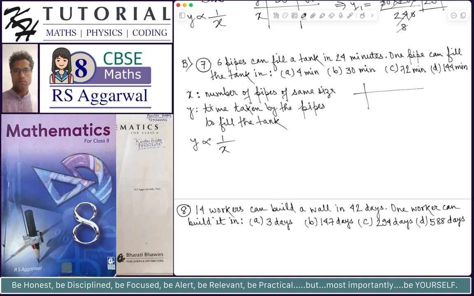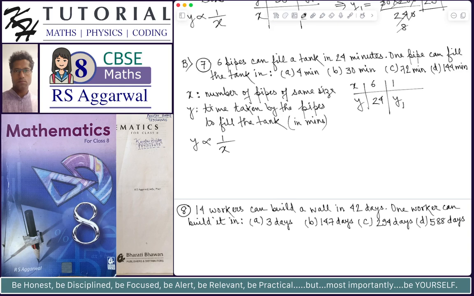Okay, so now if we create the table X, Y, now the time taken by the pipes to fill the tank, let the unit of the time taken be in minutes. Now let's create the table. It is given 6 pipes can fill a tank in 24 minutes. So 6 is the value of X and 24 is the value for Y. Now it is asking one pipe can fill the tank in. So X becomes 1 and let's say one pipe can fill the tank in Y1 minutes.